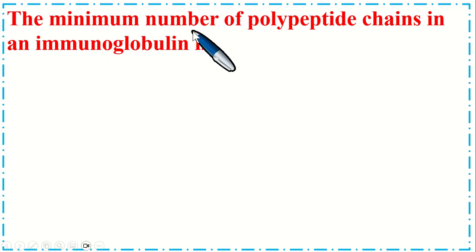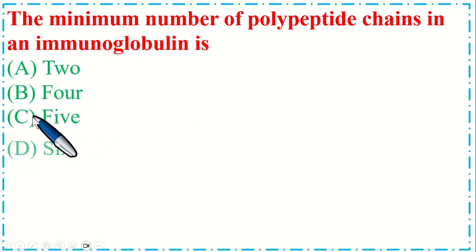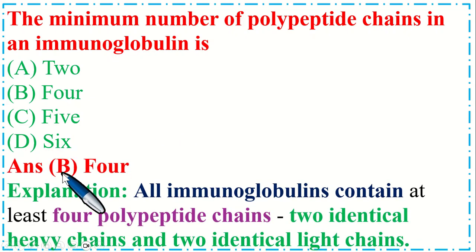The minimum number of polypeptide chains in an immunoglobulin is option A 2, B 4, C 5, and option D 6. So the correct option is B 4. All immunoglobulins contain at least 4 polypeptide chains: 2 identical heavy chains and 2 identical light chains.